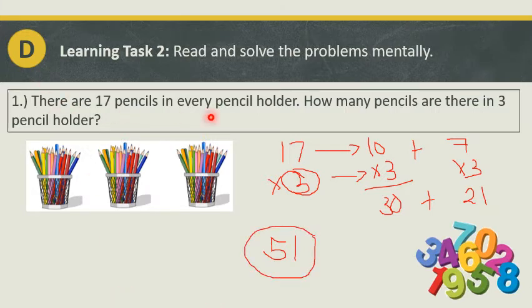So, dito naman sa tanong natin, so ilang pencils daw meron sa 3 pencil holder? So, ang answer natin is 51 pencils. Okay, so huwag kakalimutan lagyan ng label, depende sa problem. So, dito tinatanong ilang pencil. So, ang dapat ang answer natin is, ang label ay pencil.